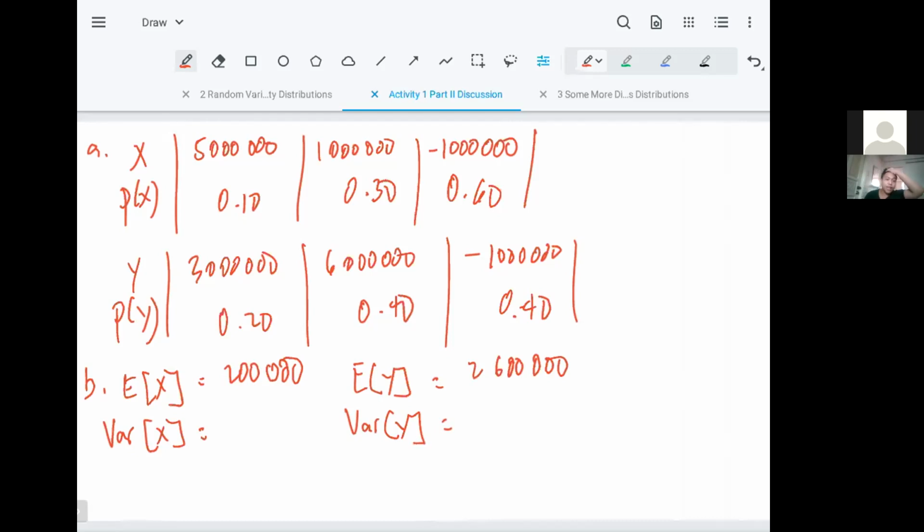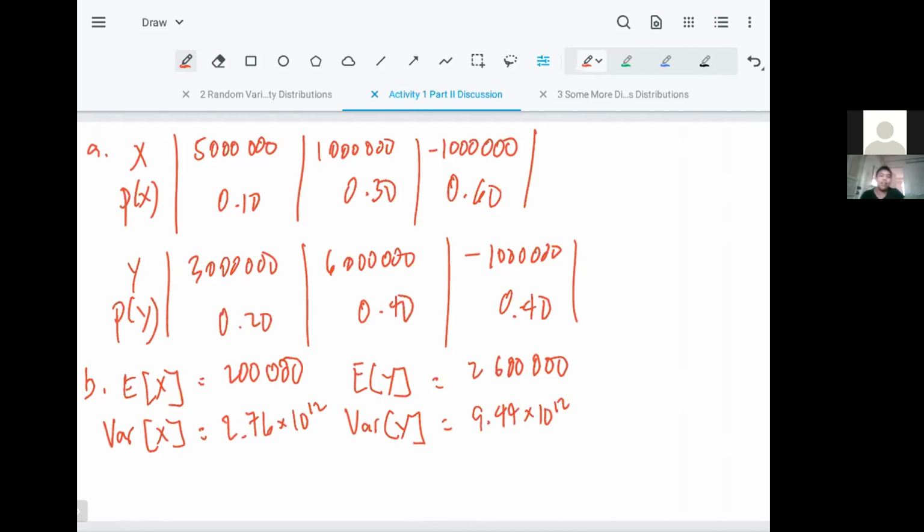Tapos yung variance, malaki talaga siya. Hindi ko alam kung sa inyo yung nag-message sa akin na parang na-shock siya na sobrang laki ng variance. Malaki talaga. Nag-square ka, diba? So 2.76, 2.76 times 10 to the 12. I know na 10 to the 12 nga talaga yan. Malaki talaga, kasi you're squaring millions. What about the variance of Y? 9.44.